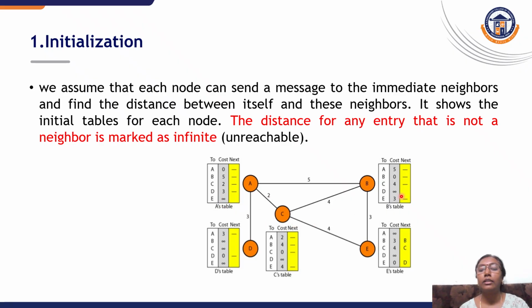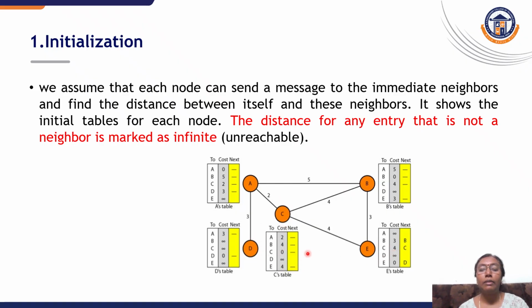Similarly for the other nodes, B to A is 5, B to B is 0, B to C is 4, B to E is 3, but D is not a direct neighbor of B, so it would go through other nodes. So the distance from B to D is given as infinity, and the same procedure will be followed for every other node.